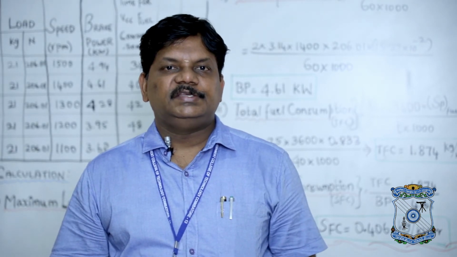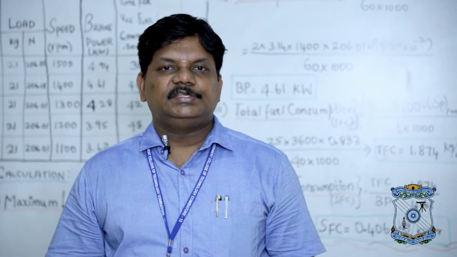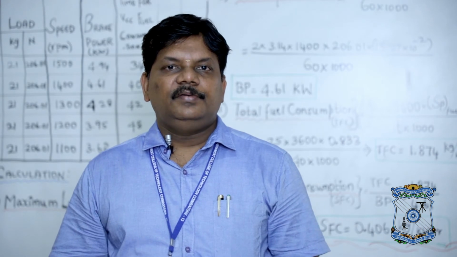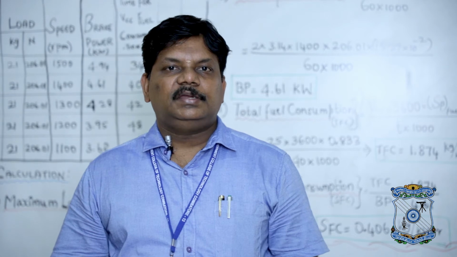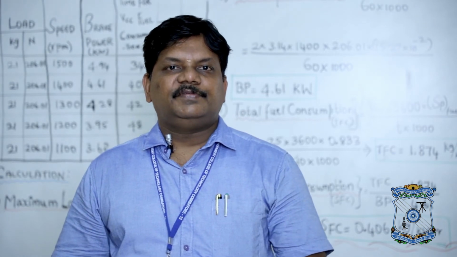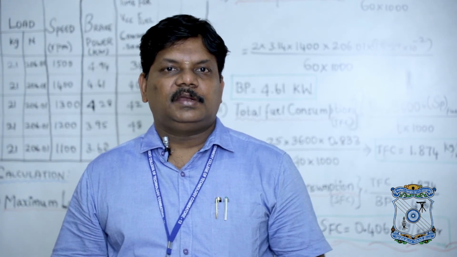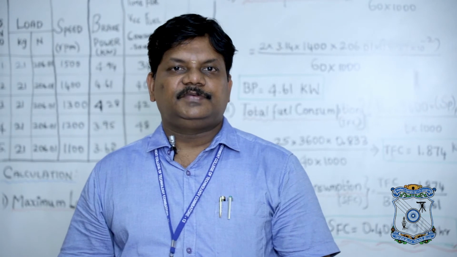So far we have seen the engine part of the economic speed test on the CLM engine, that is, what data we have to measure in the engine. Now we are going to see the calculation part. In the calculation part, first we went for the maximum load, then the brake power, the total fuel consumption, and the specific fuel consumption.